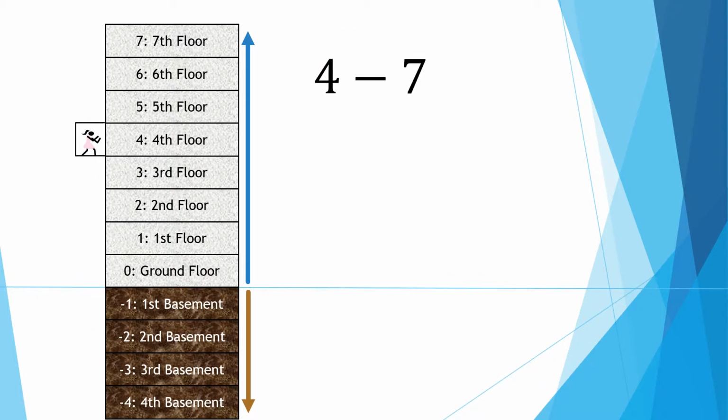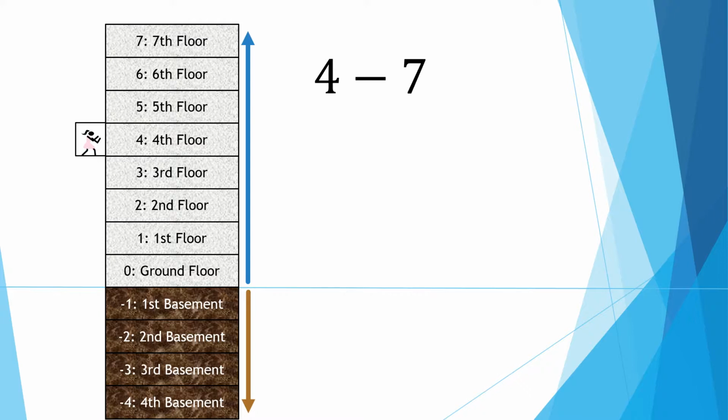Anyway, let's do 4 minus 7. So the 4 means you start off at the 4th floor. And minus 7 means you're going to go down 7 floors. So if you go down 4 floors, where will you end up being? If you started off at the 4th floor and you went down 4 floors, where will you end up being? The ground floor. The 0th floor, the ground floor, exactly.